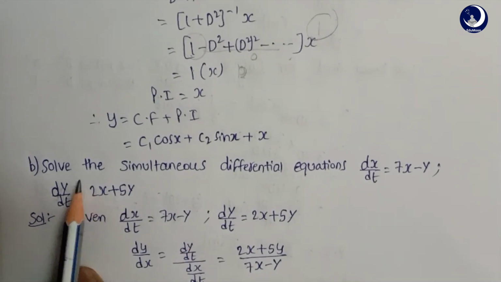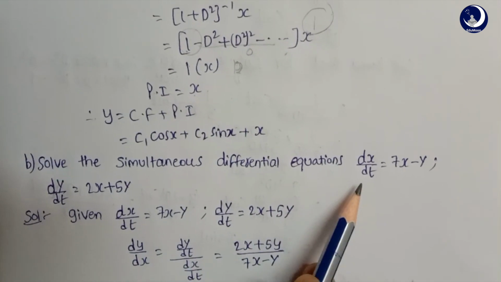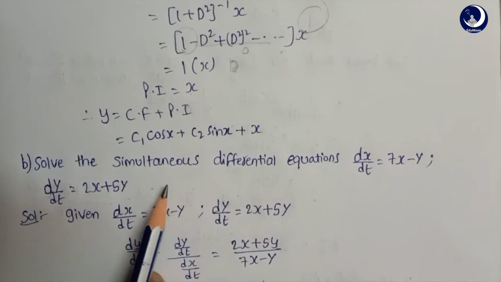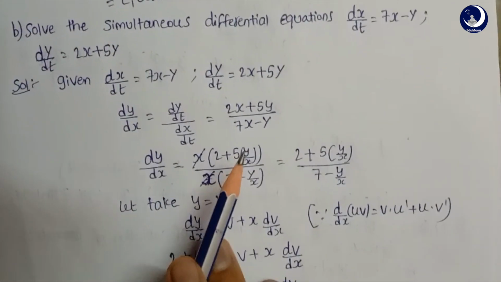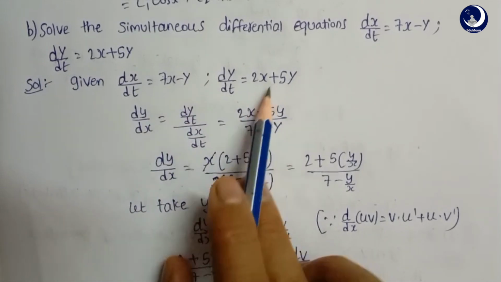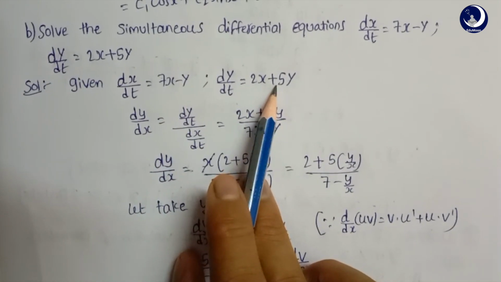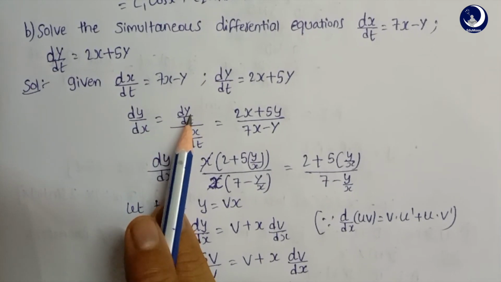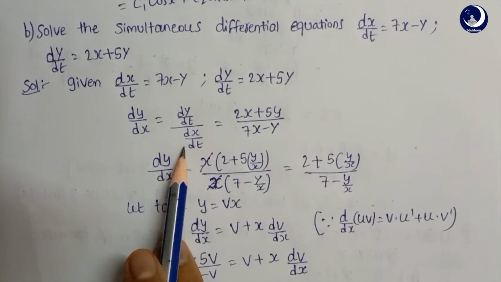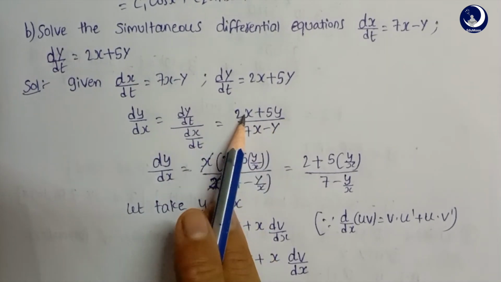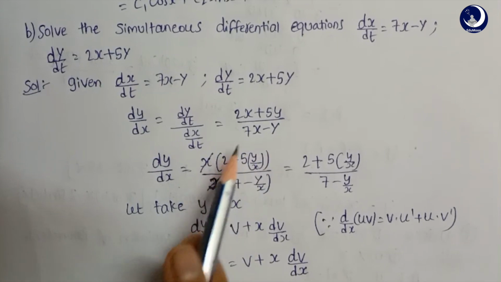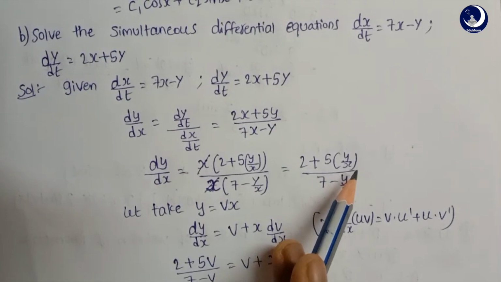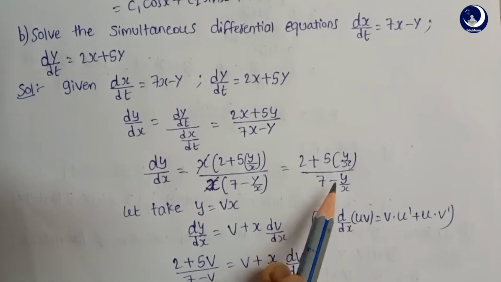Coming to 7b. Solve the simultaneous differential equations dx by dt equal to 7x minus y, dy by dt equal to 2x plus 5y. This is the required question. Given these two, we have to find out the real solution. So we know that dy by dx equals dy by dt divided by dx by dt. I consider it like this. Then I got (2x plus 5y) by (7x minus y). By taking x common, I got 2 plus 5 of y by x, divided by 7 minus y by x.